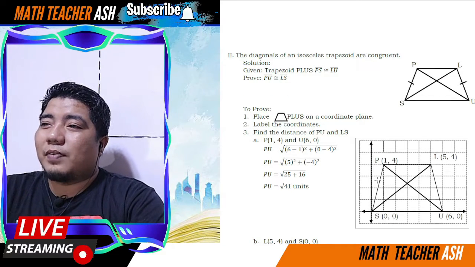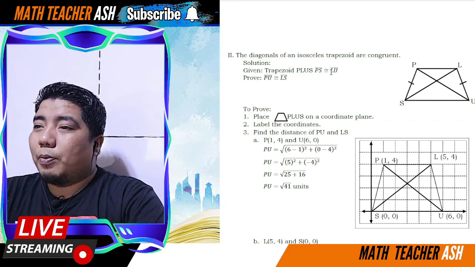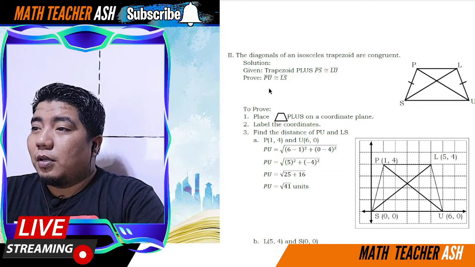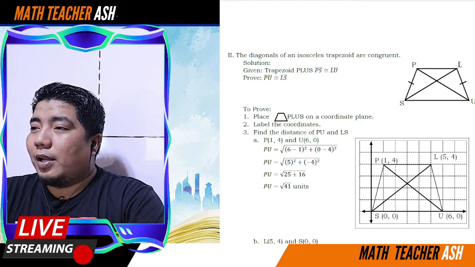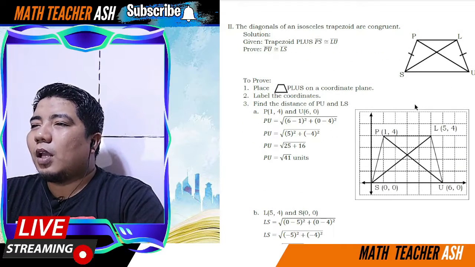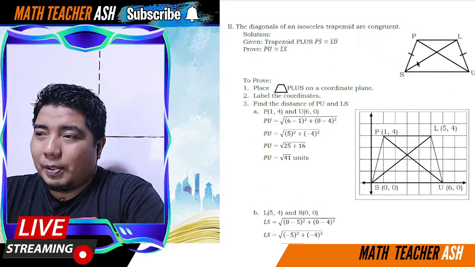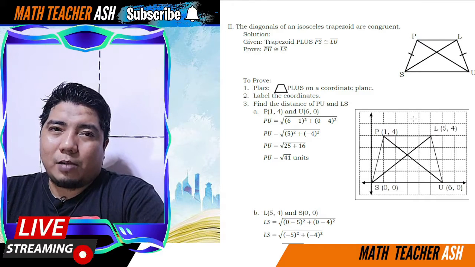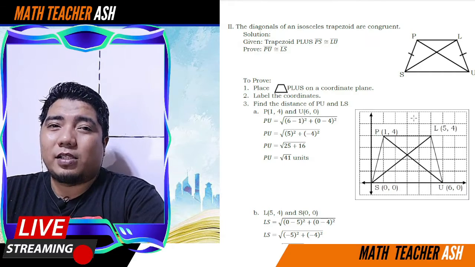The diagonals of an isosceles trapezoid are congruent. Okay, so we will prove that PU and LS are congruent. Diagonals still. So how do we do that, my dear math learners? Of course, you will draw an isosceles trapezoid on a Cartesian plane. Remember that in an isosceles trapezoid, the legs are congruent.